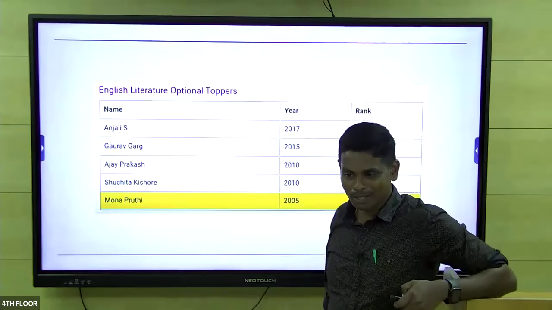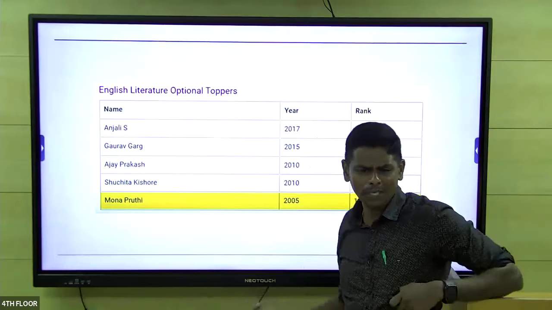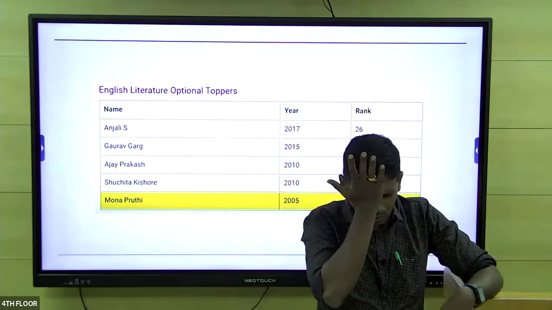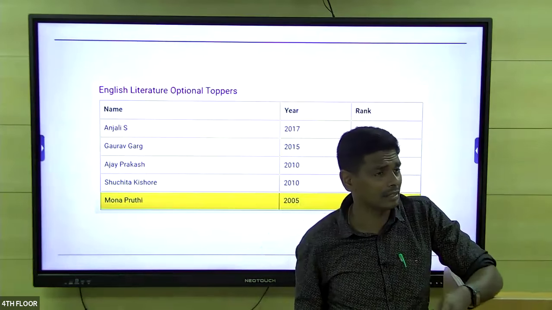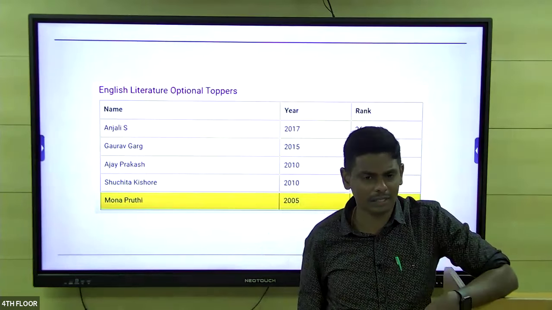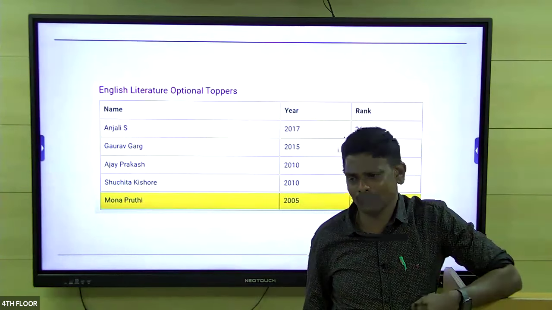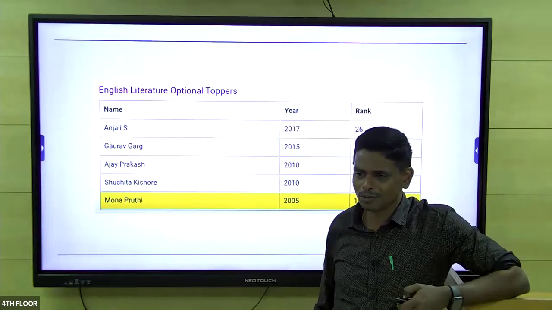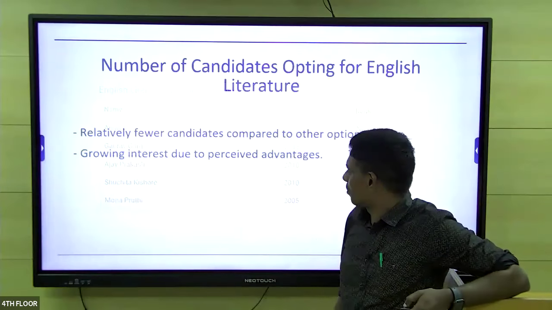the national topper was on English literature. And there are so many candidates after 2017. I think in 2019, we had an all India top rank of 17. She opted for IFS, Fatima. She was from English literature. So it is definitely a top scoring paper.